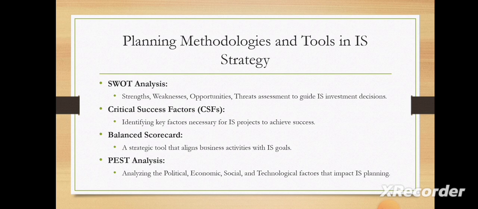Speaking of PEST analysis, here we analyze 3 or 4 important factors. One is political factors. Second is economic factors, then social factors, and technological factors. All these tools provide a structured way to navigate the complexities of information system planning. Now, let's take a close look at some case studies that have used information system strategy.